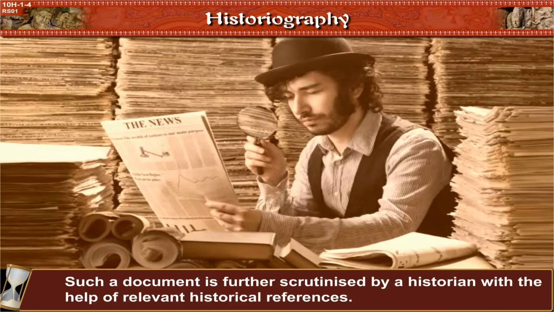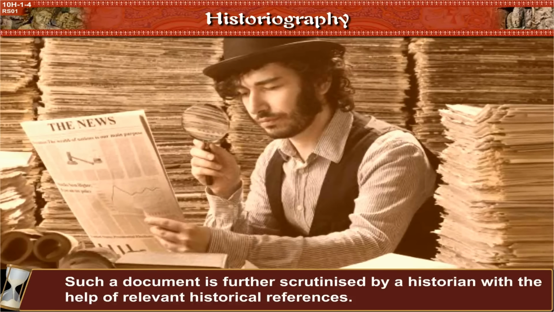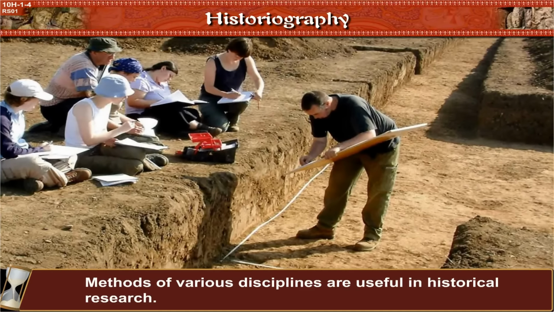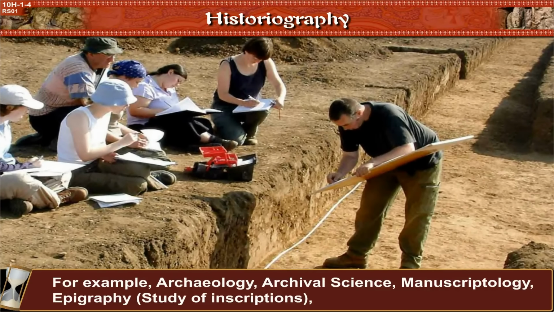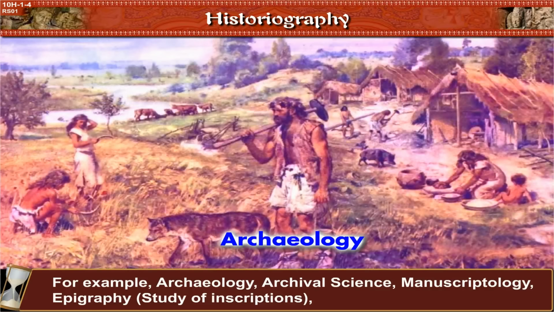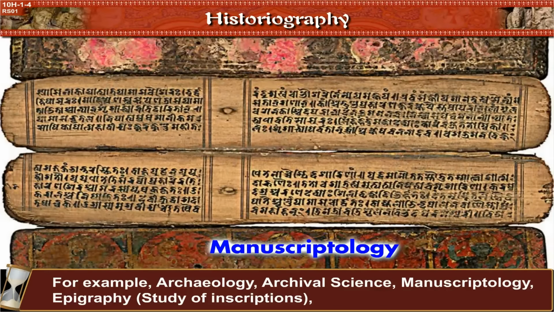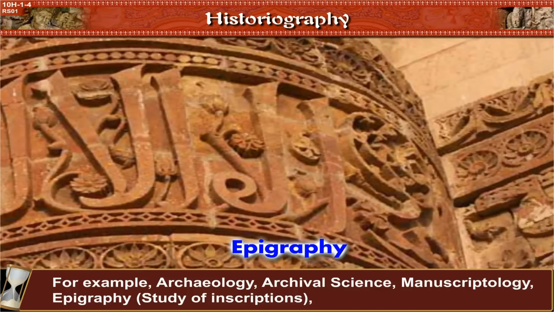Such a document is further scrutinized by a historian with the help of relevant historical references. Scrutinized means to examine in detail with careful attention. Methods of various disciplines are used in historical research. For example, archaeology, archival science, manuscriptology, epigraphy, that is study of inscriptions.